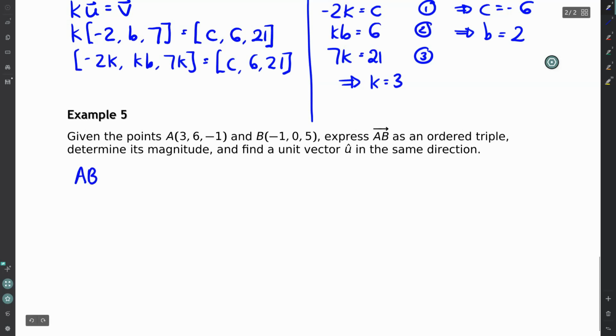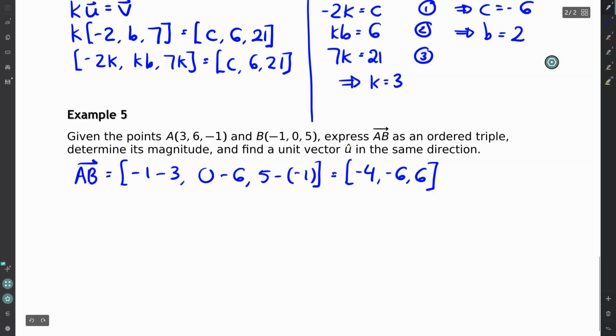As we saw before, vector AB is going to be the components of point B, or the position vector going from the origin to point B, minus the position vector corresponding to point A. Negative 1 minus 3, and 0 minus 6, and 5 subtract negative 1. And we can carry out those subtractions. So we're going to have negative 4, negative 6, and 6.